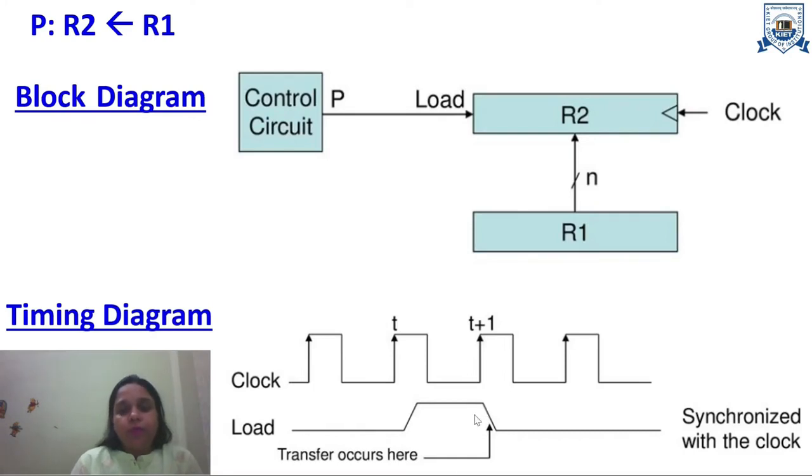So here we will say that the transfer occurs at the t plus 1th edge. It starts at t, but it is always said that the transfer occurs at the t plus 1th edge, because at this time the complete transfer occurs. Complete bits of R1 are transferred to R2 by the end of t, that is the t plus 1th edge.